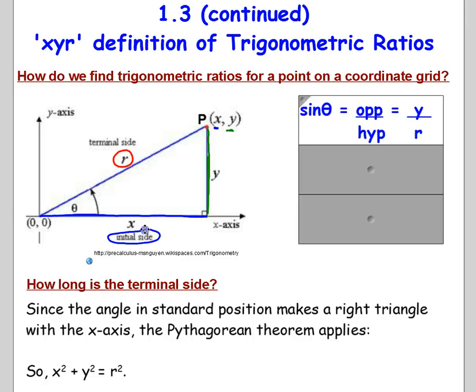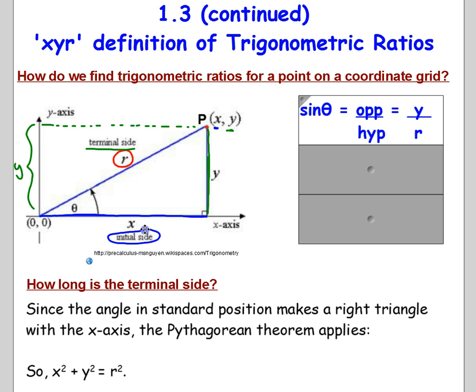That's the vertical height, the vertical coordinate. If you imagine this point moving over onto the y-axis, that length there is of course y. And the hypotenuse now would be the length of the terminal side, and it's being labeled r.